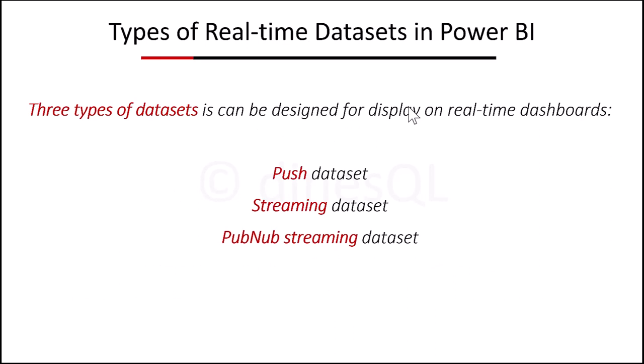There are 3 types of datasets that can be used for working with real-time visuals or real-time reports and dashboards: push dataset, streaming dataset, and PubNub streaming dataset. I'm going to take you through 3 slides that explain these 3, but all the demos will be based on push dataset. I'll be creating another video on streaming dataset as well. When it comes to PubNub streaming, I'll try to create a video, but it's simply calling a set of APIs for getting data into Power BI.